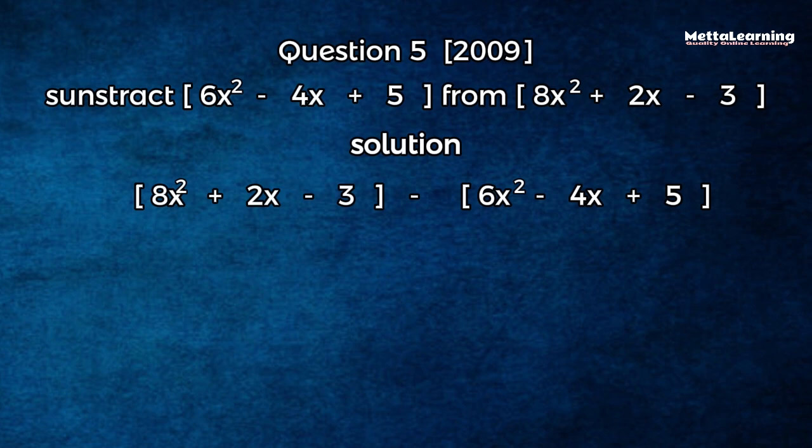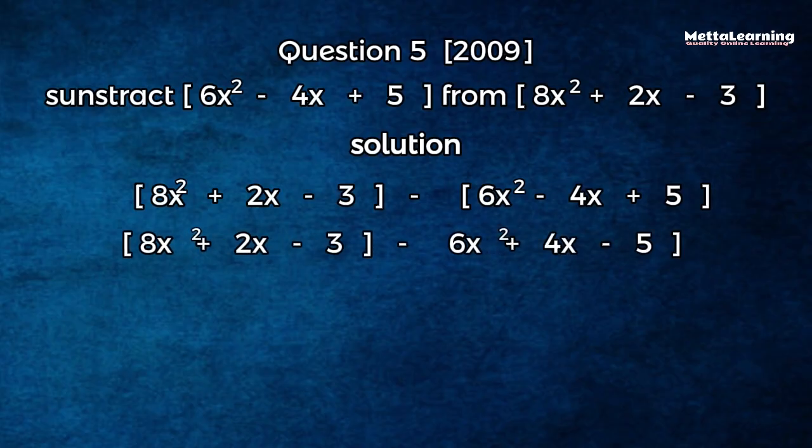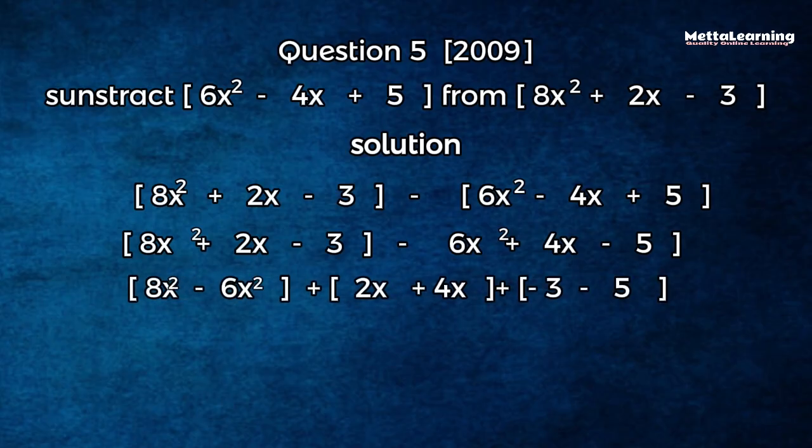Then the next thing for us to do is to allow this minus to affect these numbers. So we'll have 8x² + 2x − 3 − 6x² + 4x − 5. The next thing is to collect the like terms: (8x² − 6x²) + (2x + 4x) + (−3 − 5). When we add these numbers together, we have 2x² + 6x − 8 as our final answer.